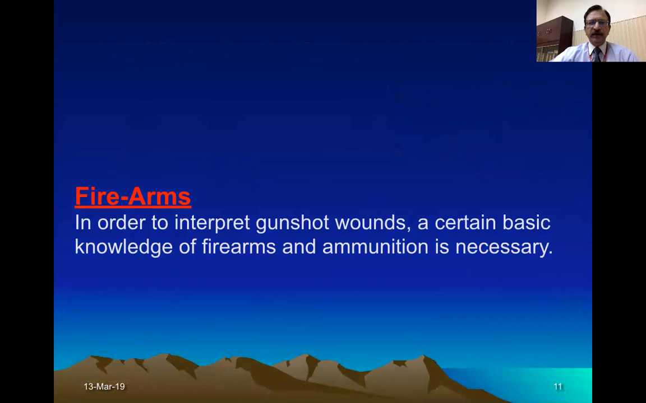So that's why we should understand what types of firearms there are, what the mechanics are, what ammunitions are used, and how they produce wounds.